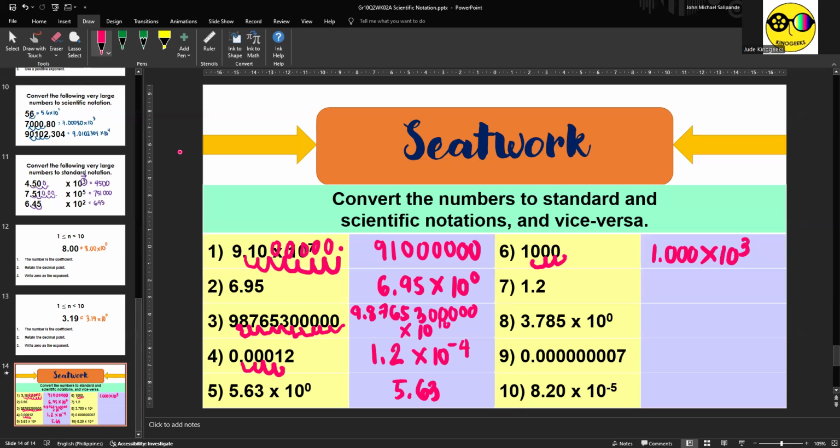Number 7 is 1.2. 1.2 is a number between 1 and 10. The decimal point is already right after the first non-zero digit. This is 1.2 times 10 to the power of 0. Number 8, 3.785 times 10 to the power of 0. The exponent 0 indicates that we don't have to move anything at all, especially the decimal point, leaving us with 3.785.